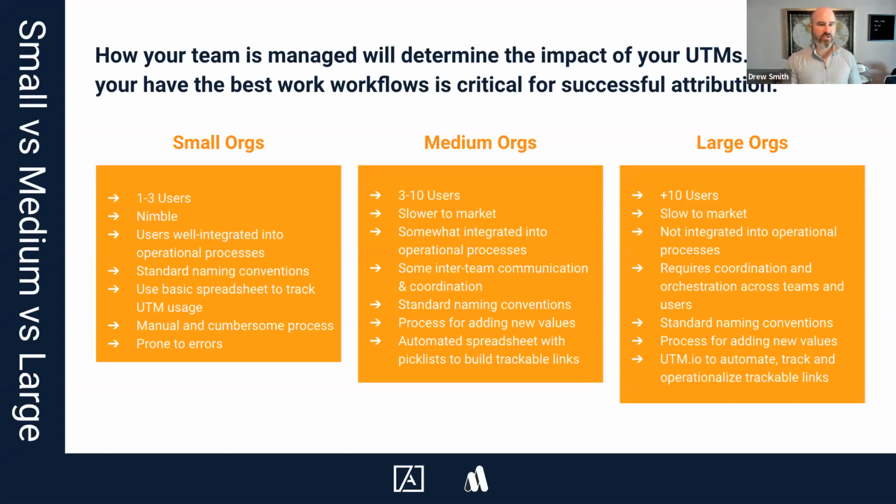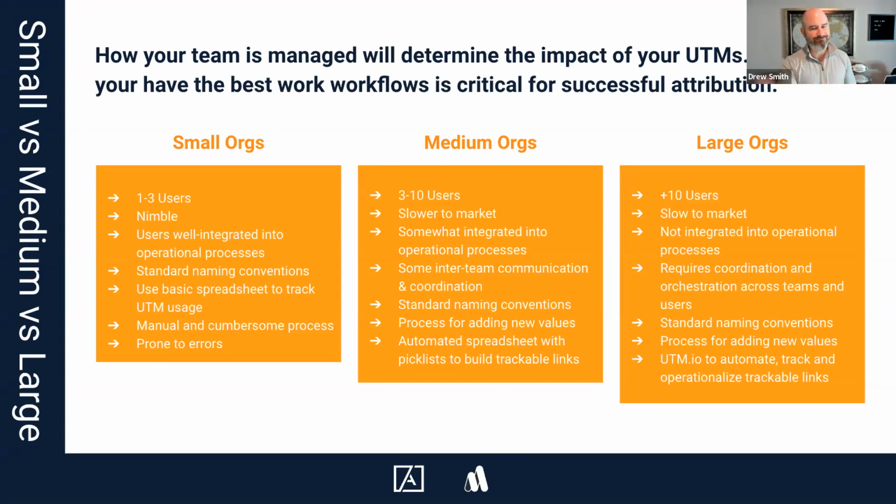Small organizations usually use a basic spreadsheet to track UTM usage. That's what most organizations are using. But as you scale and get bigger, that's where you really need automation. That's where you need a platform like UTM.io, so that you don't have this messy spreadsheet and you don't have people that can go rogue and create their own values. You need a process for adding new values.